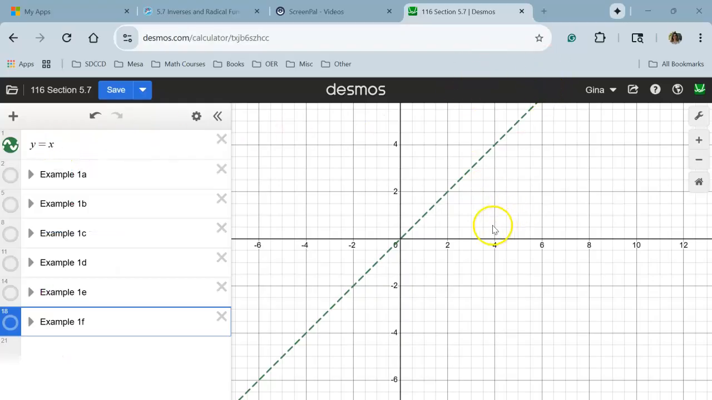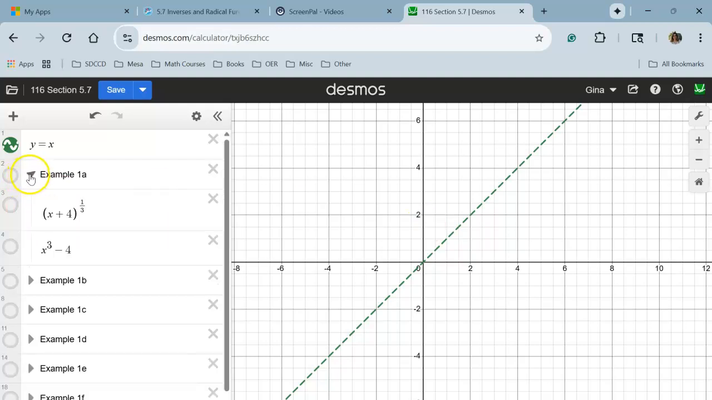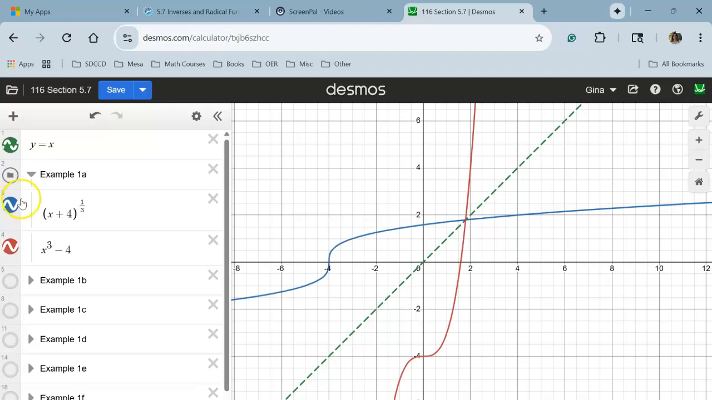So the dashed line that I have here is the line y equals x, and the original problem that I had was the cube root of x plus 4, which is the same as x plus 4 raised to the one-third power. That graph looks like the blue graph here. And then the one that's down below, this is the inverse function that we found. And you can see that these two are reflected across this line, the green line.